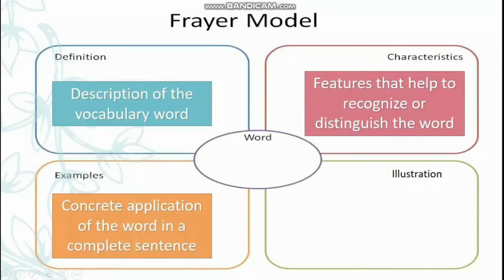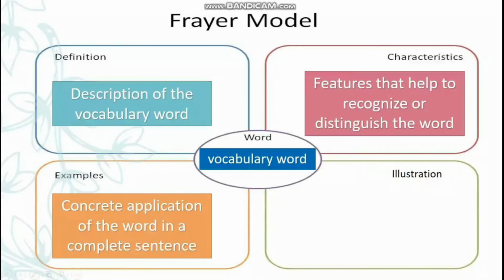Now guys, I move to the orange part, which is the sentence example, and I have in the sentence example a very important distinguished part. This is basically one of the most important parts in the Frayer. You need to put the vocab word that you chose in a complete sentence. So you need to start with a capital letter and you need to end it with a dot or a full stop.